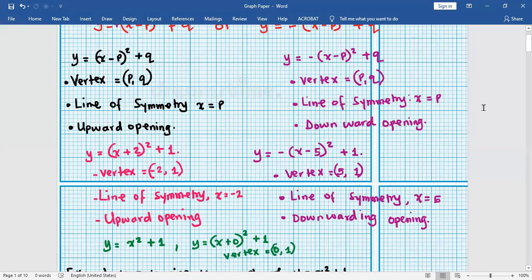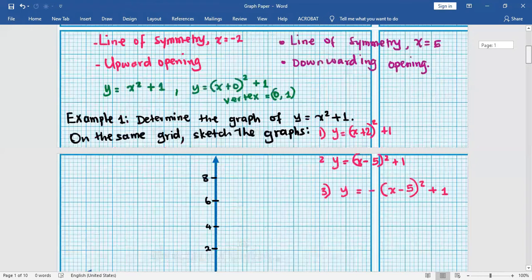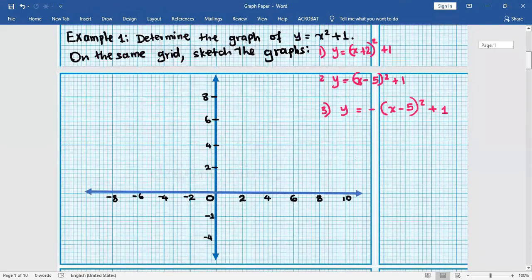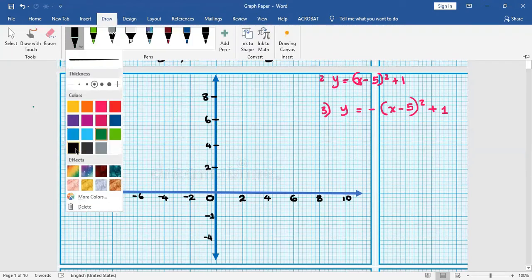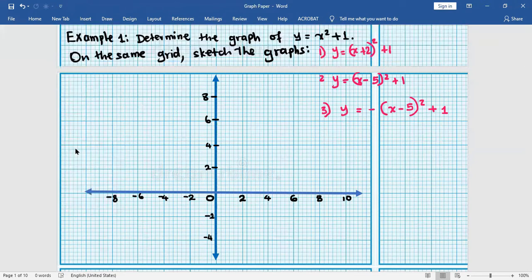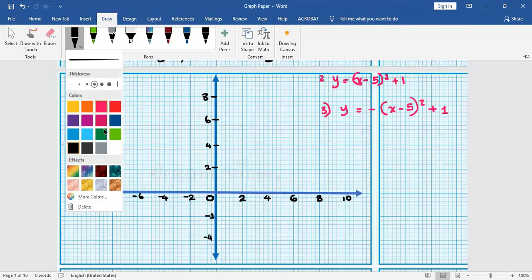Okay, so let's try something here. We see how we can sketch such graphs. Example 1: determine the graph of y equals x squared plus 1. So we need to know x squared plus 1.